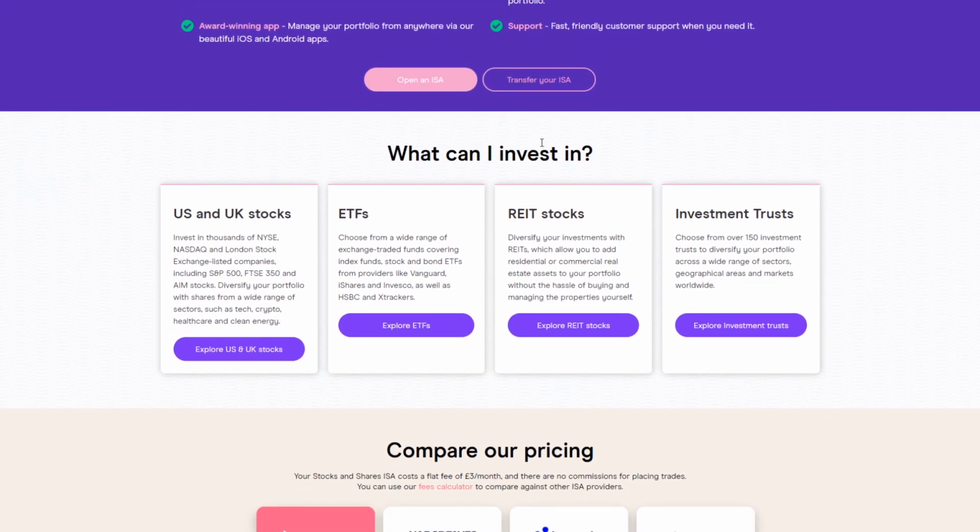And what can you invest in on Freetrade? You can invest in US and UK stocks. ETFs I will be explaining in a different video, but it's pretty much a simple way to diversify your portfolio. I'm usually using Vanguard ETFs to buy stocks such as the S&P 500, so the biggest top 500 companies in the US. That's what an ETF is for. REIT stocks, those stocks relate to real estate and investment trusts.